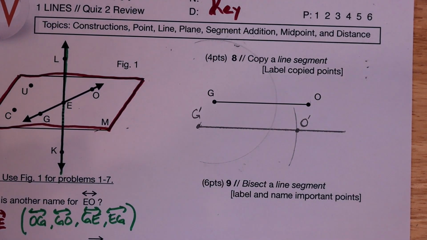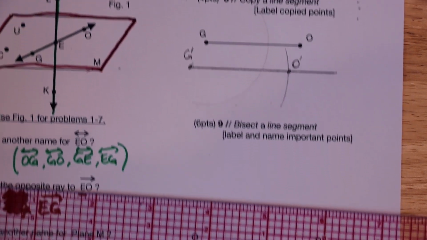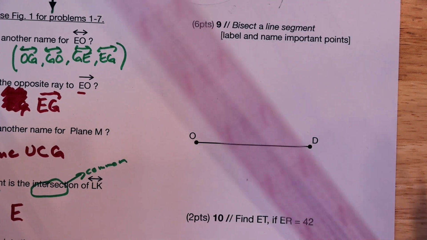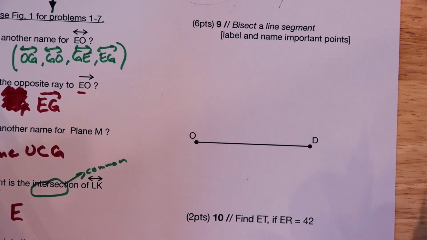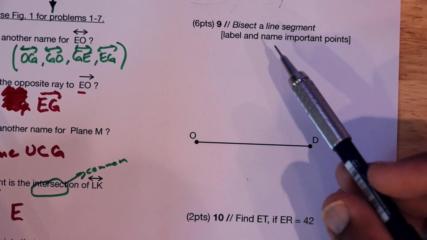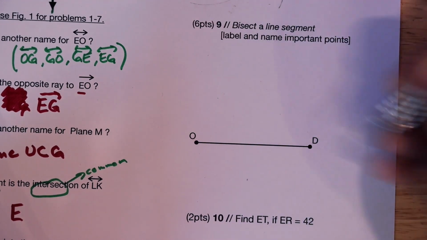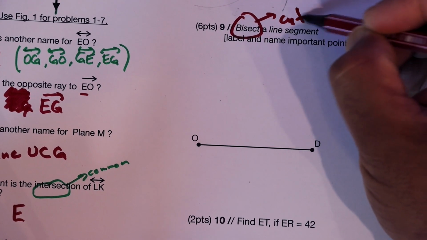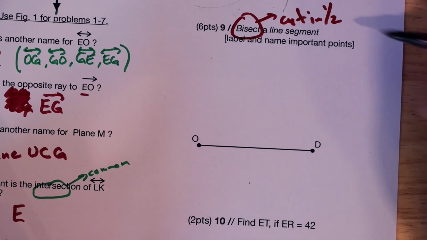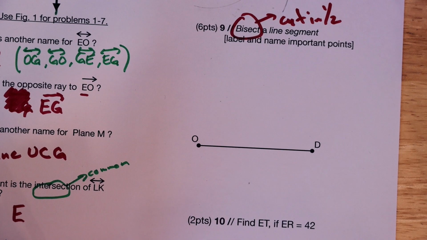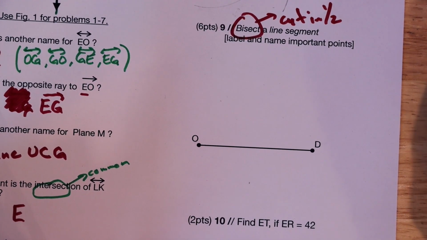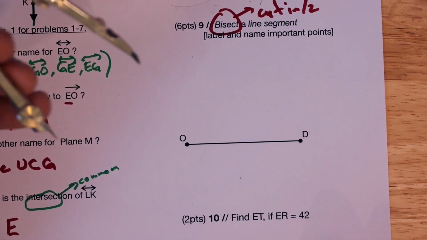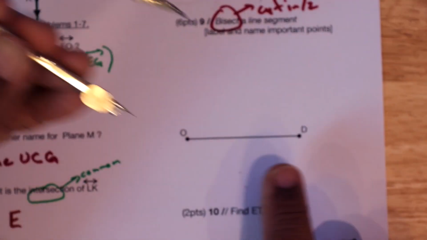Next one. Number 9. Now I'm going to bisect a line segment. I'm not copying this. I'm not going to use my ruler. I'm going to bisect this line. I'm going to cut it in half. And that means I don't need to copy it and put it somewhere else. I'm just going to take this line and cut it in half.